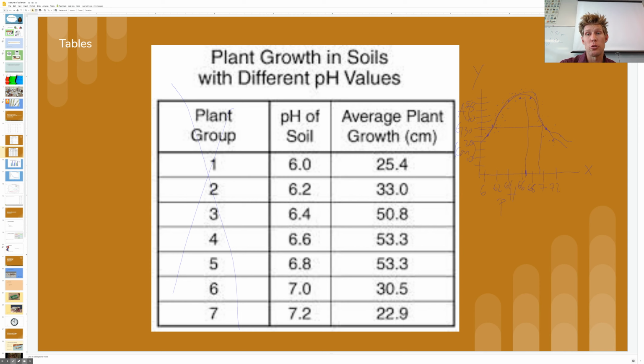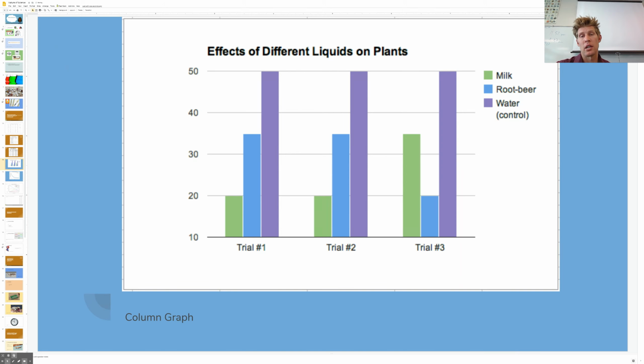You can also just do a normal line graph where it's just showing you connect the dots. So that's two different types of graphs. All right, so let's look at a few different graphs. Now this one, there are a couple problems with it.